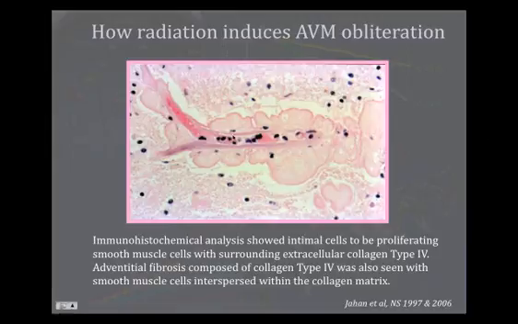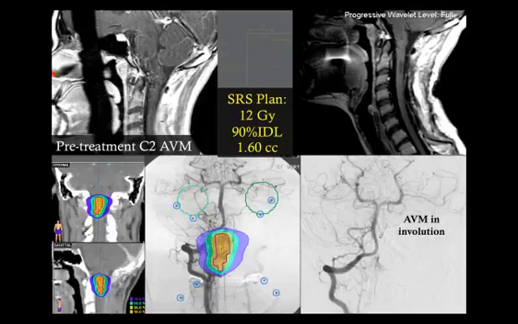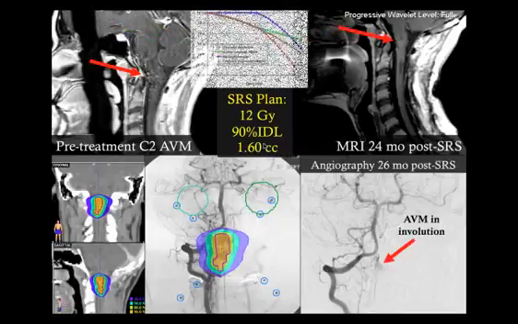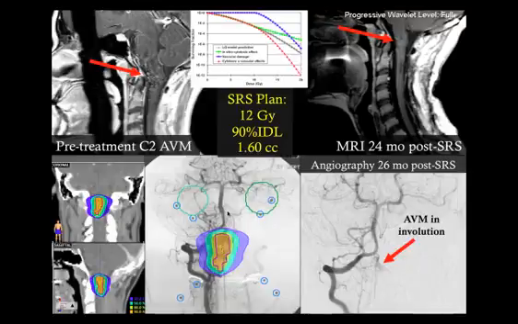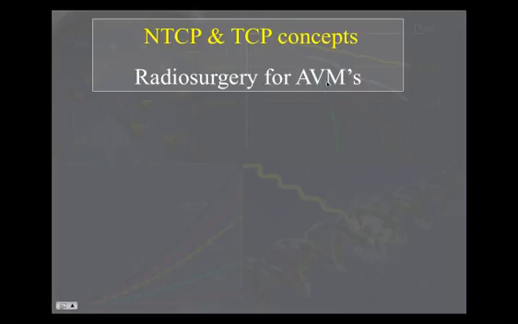And that's the histology of one of the animals used. The obliteration occurs because there is smooth muscle cell proliferation, endothelial proliferation, and accumulation of collagen type 4. And what about the spine? How can we treat the spine? We have treated some spinal AVMs, and we see that the same dose principles you use in the treatment of brain AVMs apply to spine AVMs. Here you can see one of the results.